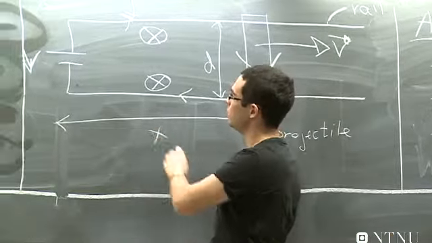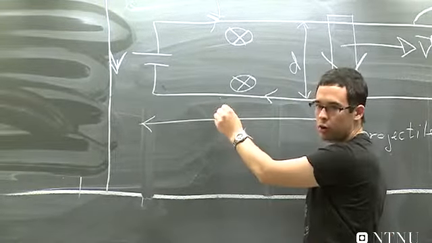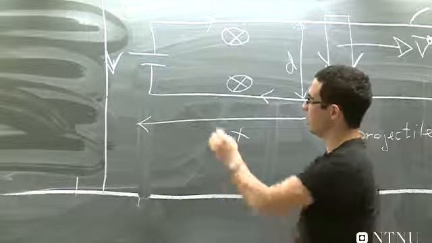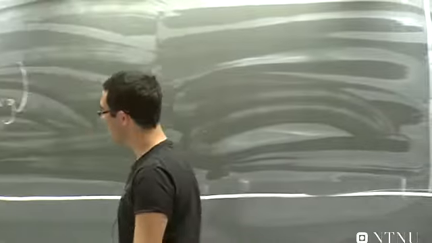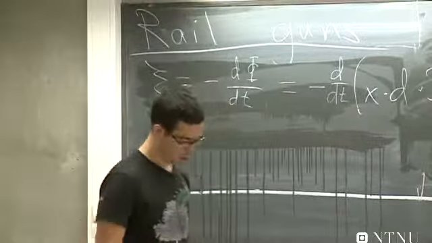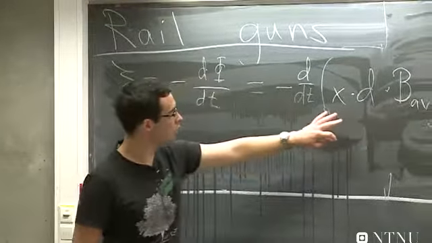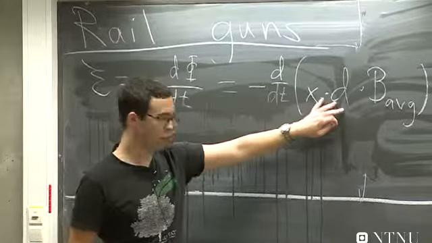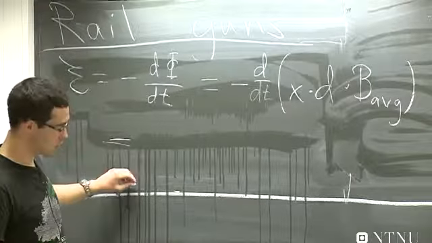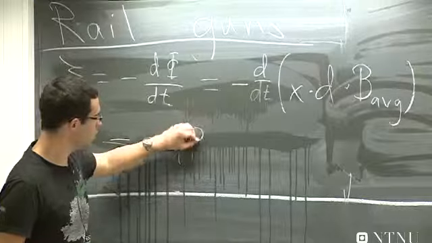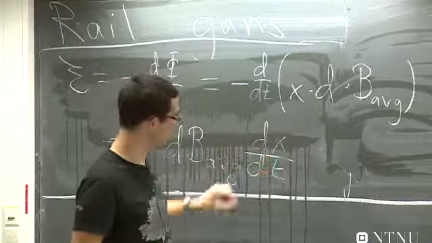But there is variation here, of course, because the magnetic field is stronger closer to the wire. For that reason, I have to calculate the average across, but in this direction it's going to be more or less invariant, as long as I keep the railgun long. So the B average is going to be constant, because it is an average, and the d is going to be constant. So the thing that's going to vary here is the x. So this simplifies somewhat to minus d, B average, dx/dt.